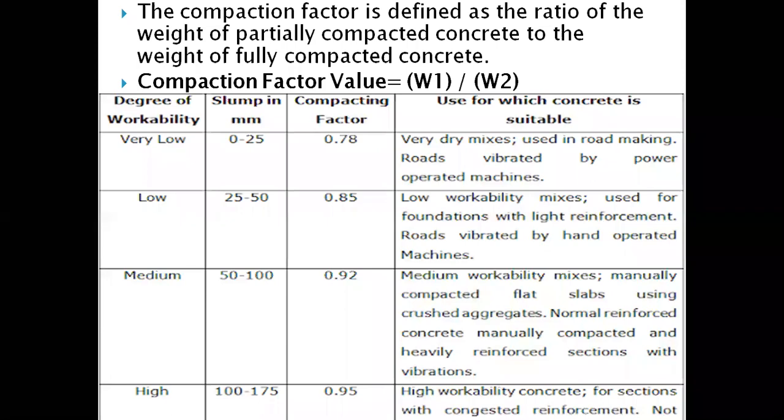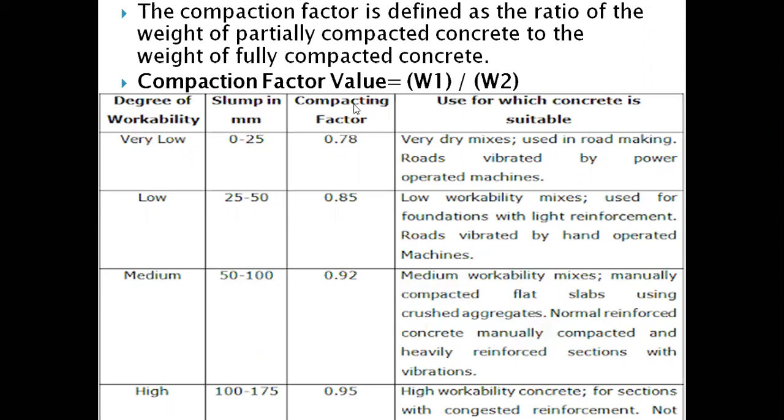The last is, if the compaction factor is 0.95, then the concrete is known as high workable, and high workable concrete is useful for sections with congested reinforcement. Where a heavily reinforced section is to be concreted, we require a high workable concrete so that it will reach the corners of the formwork. So with compaction factor 0.95, the concrete is high workable and useful for heavily reinforced concrete. Similarly for workability, the slump values are given with their respective use.